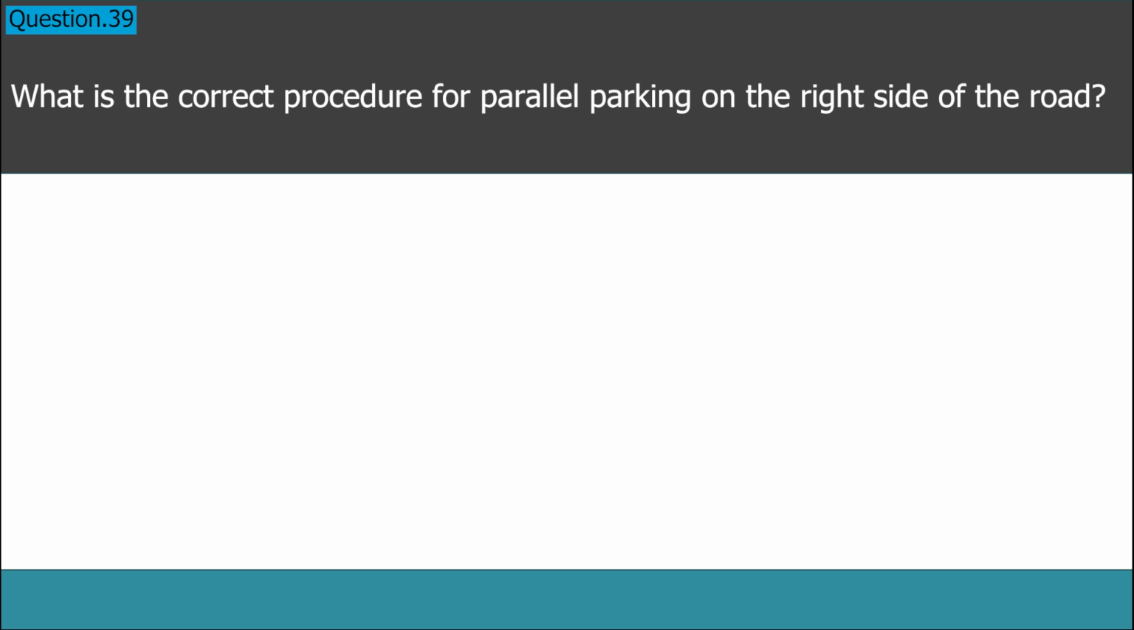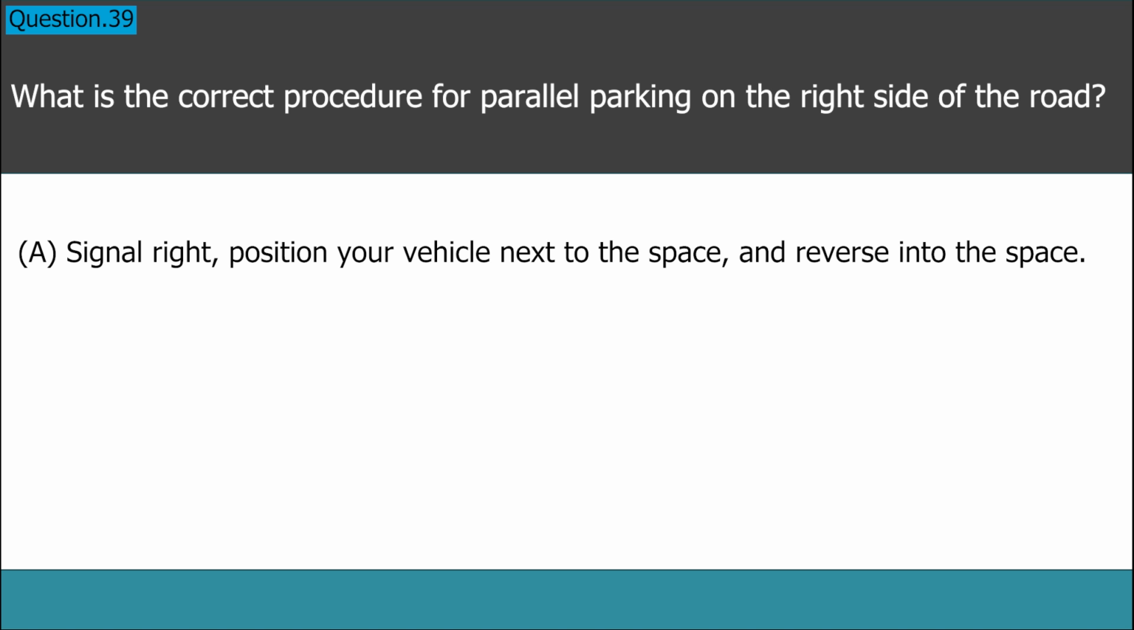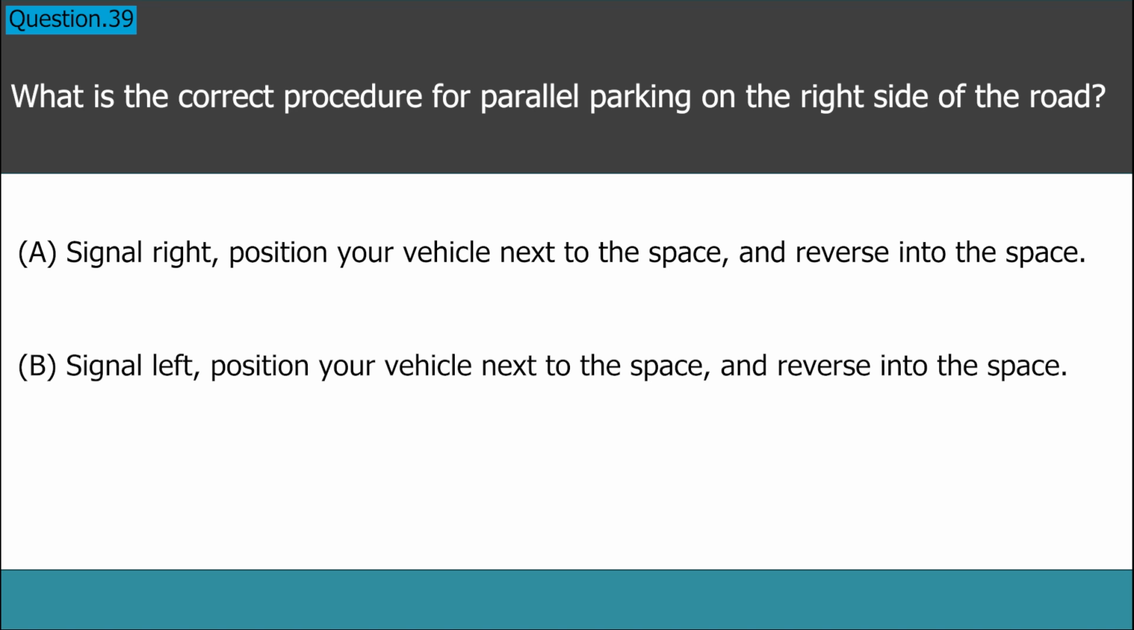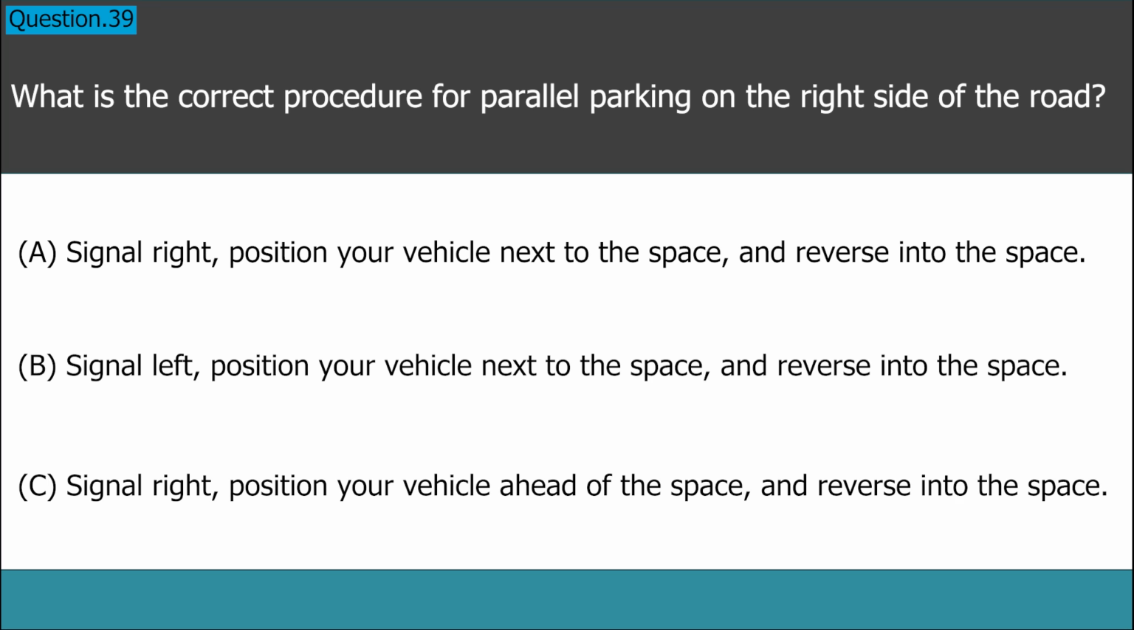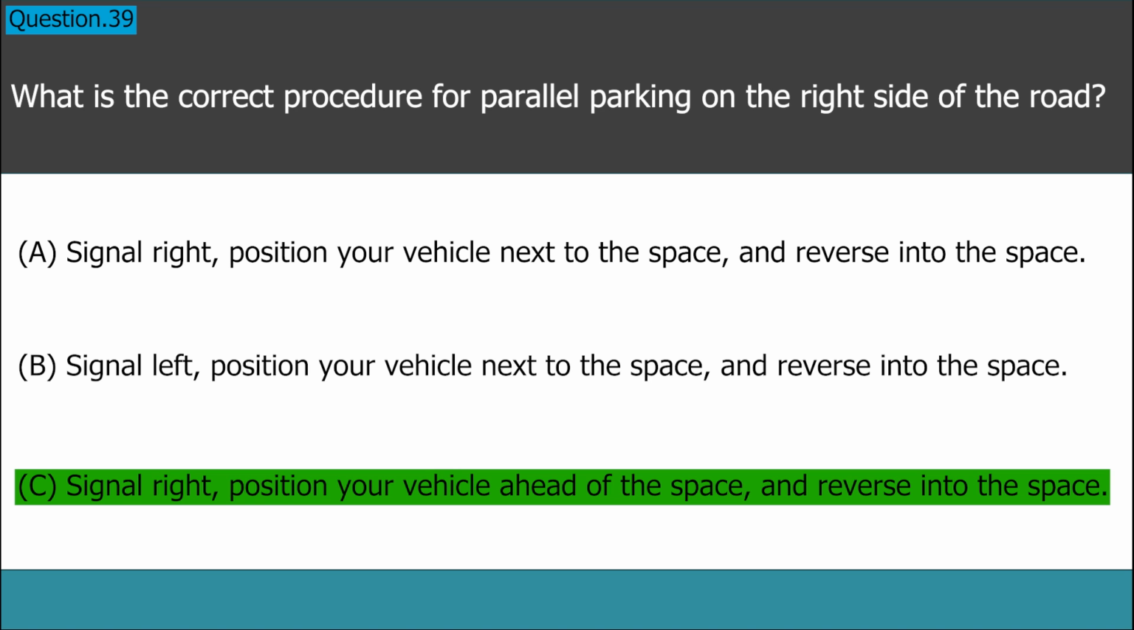What is the correct procedure for parallel parking on the right side of the road? A. Signal right, position your vehicle next to the space, and reverse into the space. B. Signal left, position your vehicle next to the space, and reverse into the space. C. Signal right, position your vehicle ahead of the space, and reverse into the space. Answer: C. Signal right, position your vehicle ahead of the space, and reverse into the space. Proper positioning and signaling ensure you park safely and accurately.